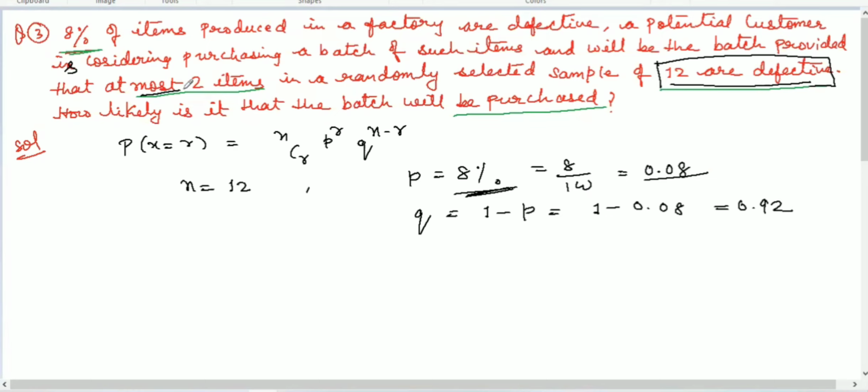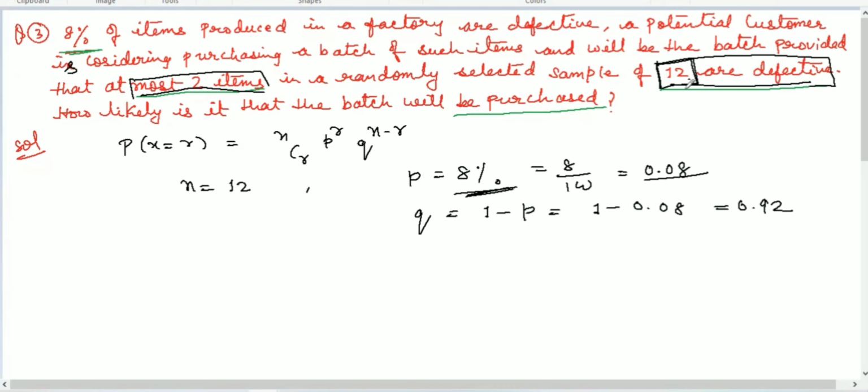We have to find the probability of at most 2 items in a randomly selected 12. So he is selecting 12 items, and we have to find, if we select 12 items, what is the probability that we will get at most 2 items defective. So this is the question here. So n equals 12, the number of trials.